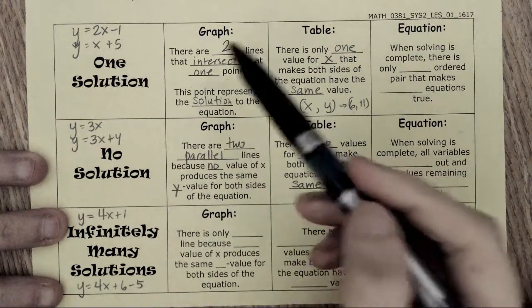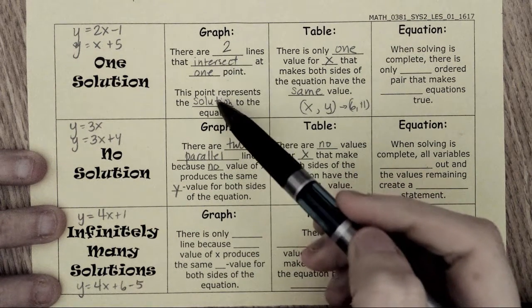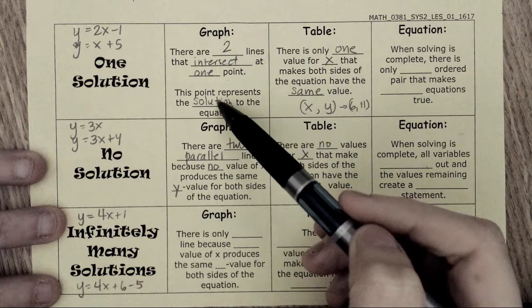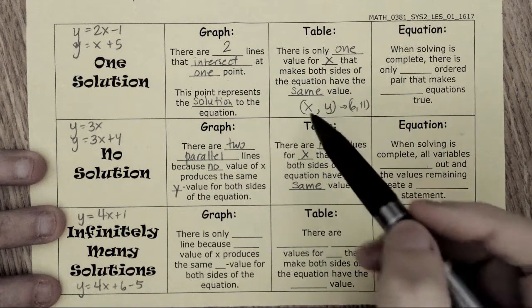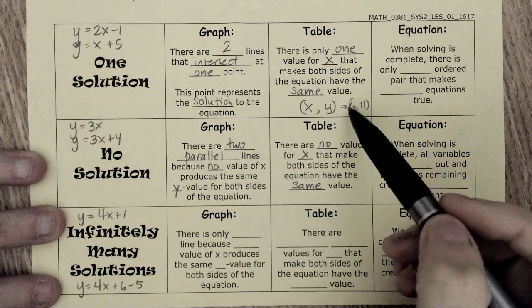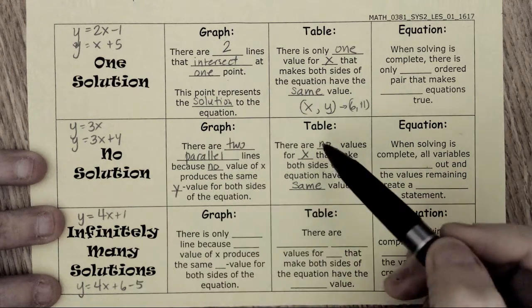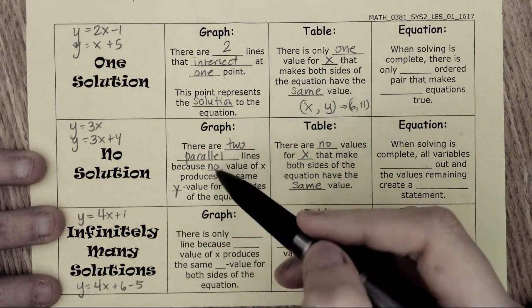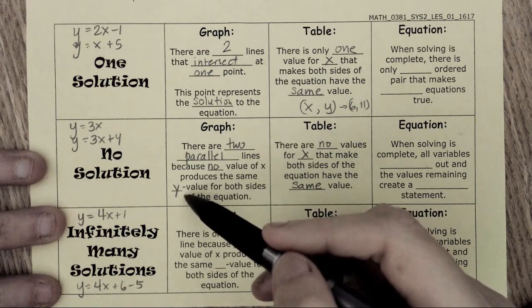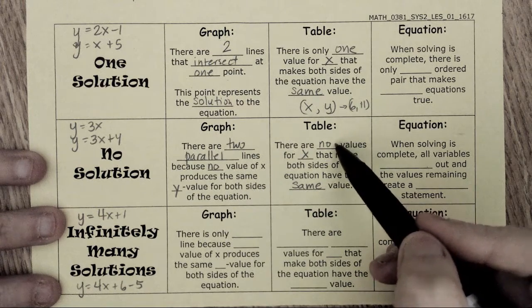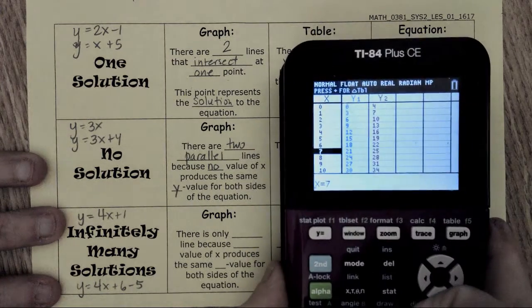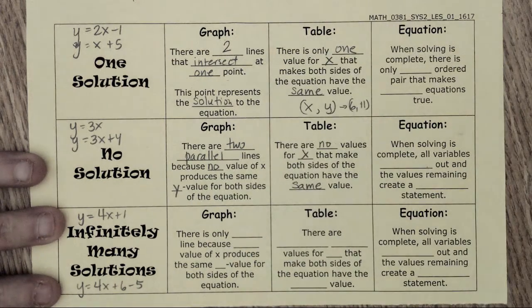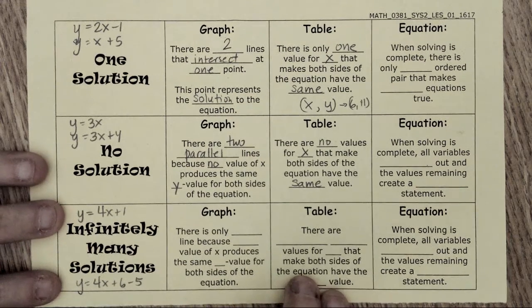Okay? So, again, one solution, I have two lines. They cross at one place. The solution is the coordinate where they cross. There's only one value for x that makes both sides have the same value. For no solution, I have two parallel lines because no value of x produces the same y value. In the table, I have no values for x that make them the same. So I'm going to see every one of my values in my table are the same distance apart, just like parallel lines are the same distance apart.